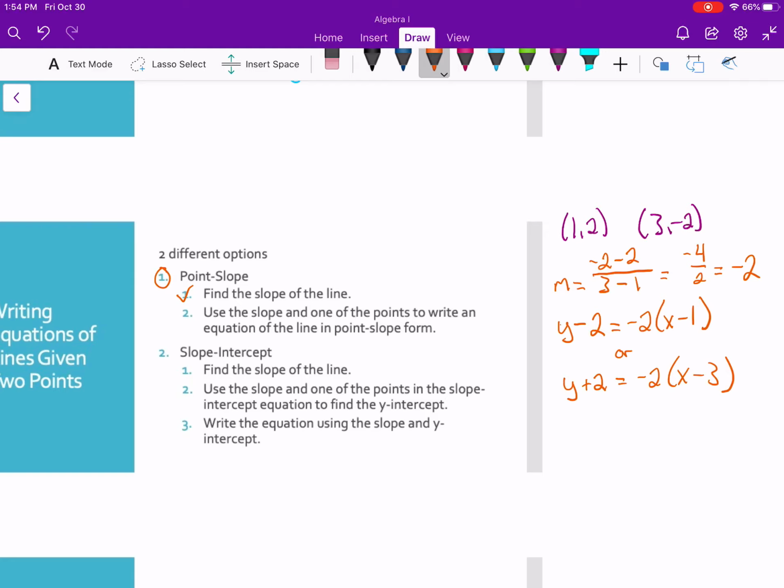So they look different, but I promise I'm not lying to you when I tell you that they actually mean the same thing. It doesn't matter which point you pick, it's up to you. You do whatever one you want.